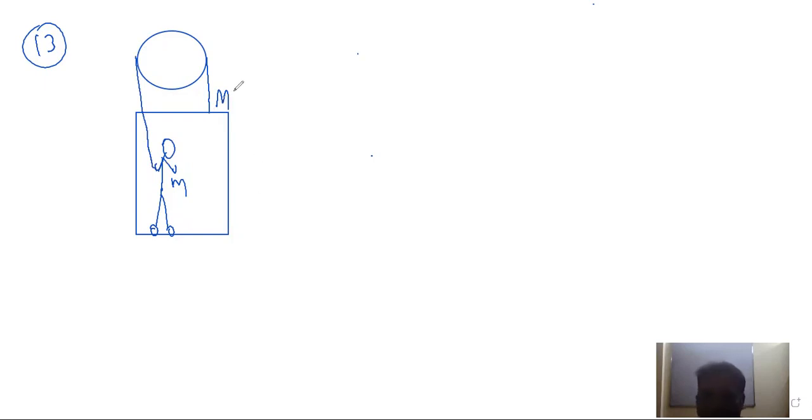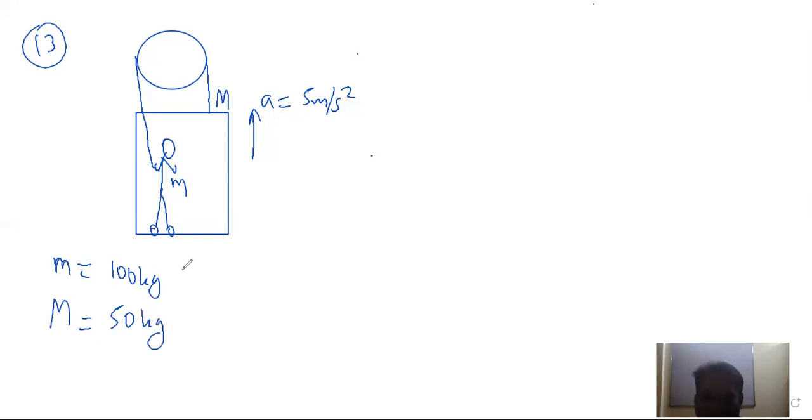So in this case, the man is raising himself and the crate, going up with an acceleration of 5 meters per second squared. Mass of the man, small m, is given as 100 kg. Mass of the crate, capital M, is given as 50 kg. In this case, we have to find the tension in the rope.